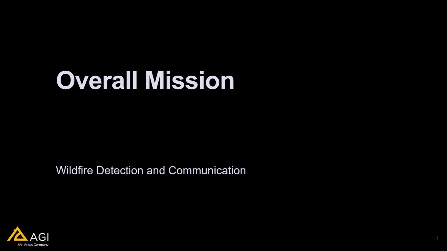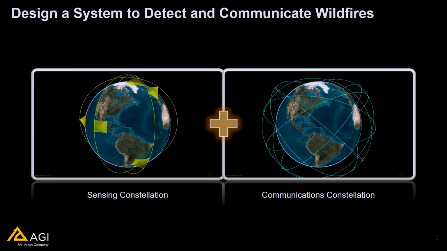My name is Justin Williams, and the mission that we'll be going over today will locate wildfires on the ground and then relay the location of those wildfires back to a couple ground sites. The way that this mission is designed is that there are two constellations of satellites that will be used. The first constellation is the sensing constellation seen on the left. This consists of 9 simple CubeSats that basically just have a sensor on them. They look down at the ground to try to locate the fires.